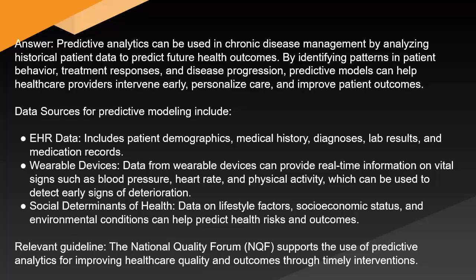Data sources for predictive modeling include EHR data, which includes patient demographics, medical history, diagnoses, lab results, and medication records. Wearable devices. Data from wearable devices can provide real-time information on vital signs such as blood pressure, heart rate, and physical activity, which can be used to detect early signs of deterioration. Social determinants of health. Data on lifestyle factors, socioeconomic status, and environmental conditions can help predict health risks and outcomes. Relevant guideline.